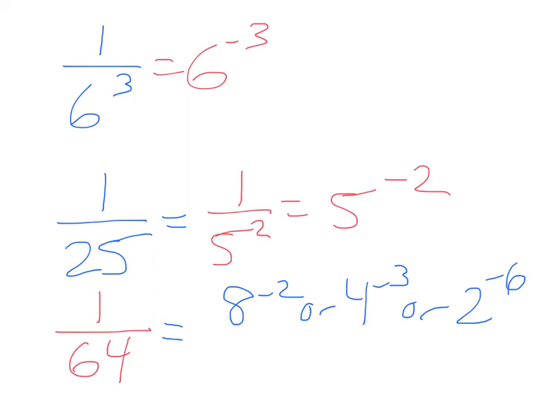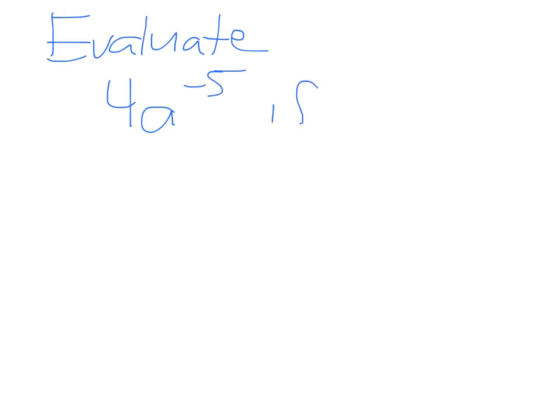All right, look at this problem for me. This is an interesting one. Evaluate 4a to the negative fifth if a equals negative 2. Pause the recording and see if you can figure this one out. The way we do this problem, what you have to realize is exponents are very, very specific. And when I say specific, I mean they are attached only to what they are right above.